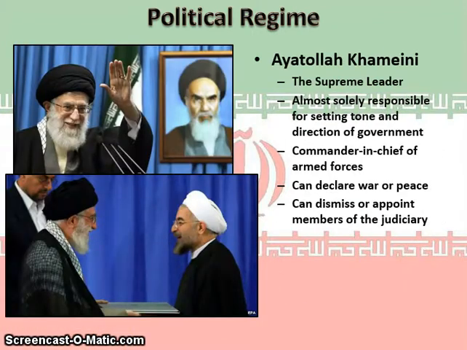And this is Ayatollah Khamenei, different from the former Ayatollah Khomeini. This is the supreme leader that I mentioned before. He's basically solely responsible for everything that goes on in the government of Iran. He's the commander-in-chief of the armed forces. He can declare war or peace. He can also dismiss or appoint members of the judiciary.